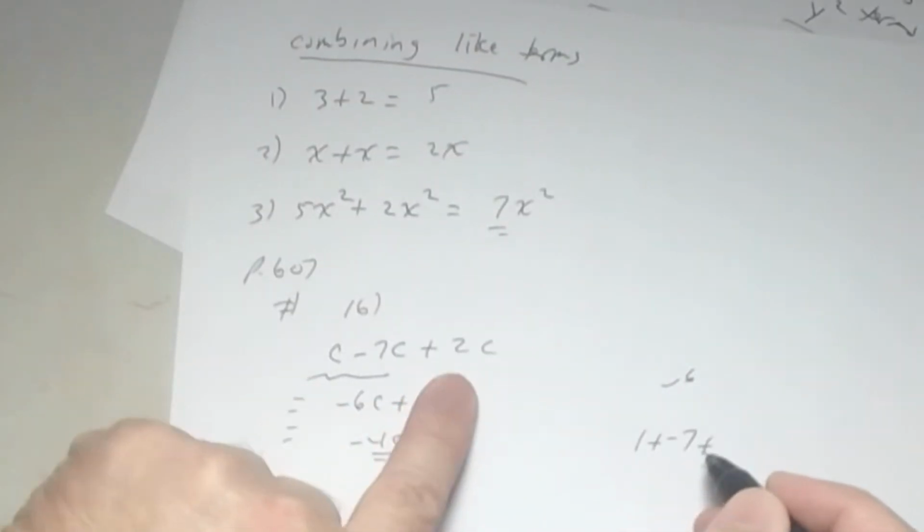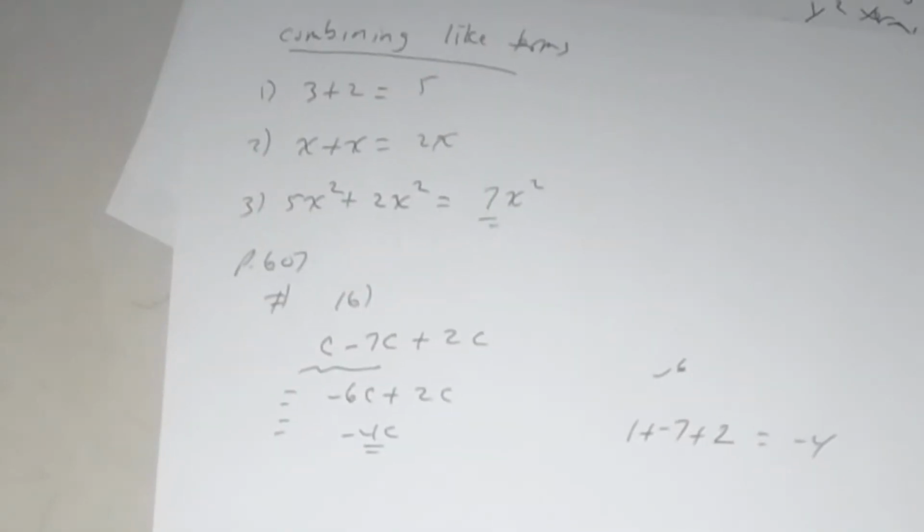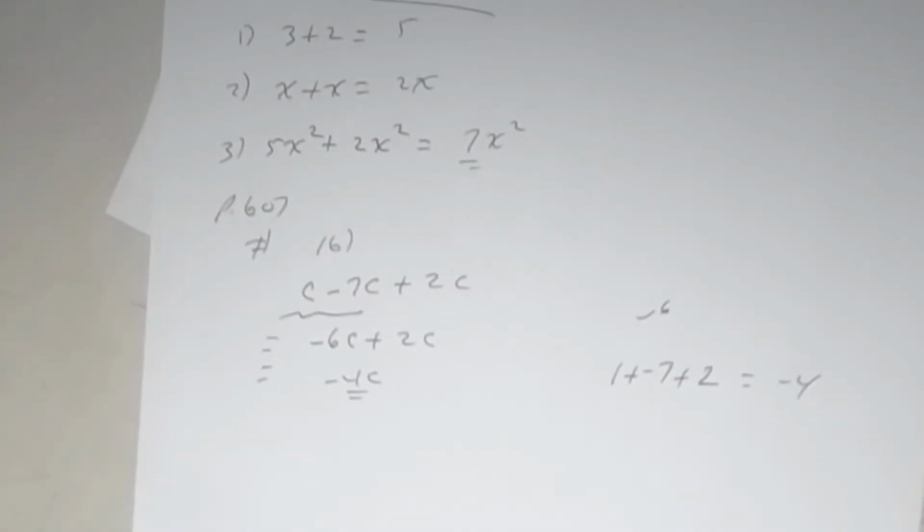Okay? So notice what we did, though. We just added their coefficients. Coefficient here is 1. Coefficient here is negative 7. So you're basically saying in your calculator 1 plus a negative 7 plus what? 2. And in your calculator, what's 1 plus negative 7 plus 2? Negative 4. You see what you do in your calculator? That's all you do. Okay?